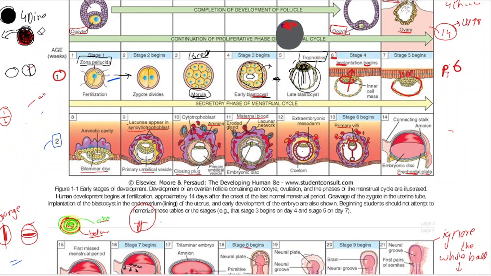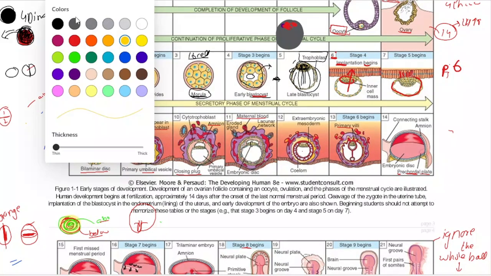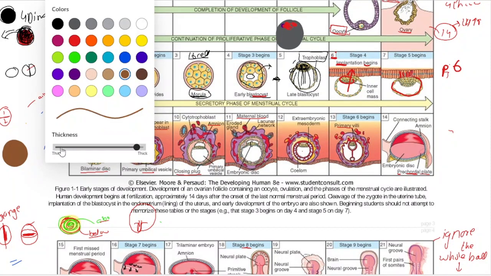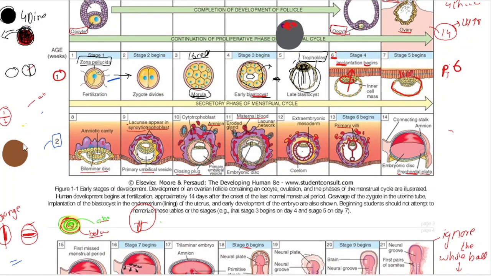Now wait, okay, I again draw you a ball. This is a ball, okay, to you. And now I come here to tell you that this ball has an outer covering. This is the outer covering that is called trophoblast.